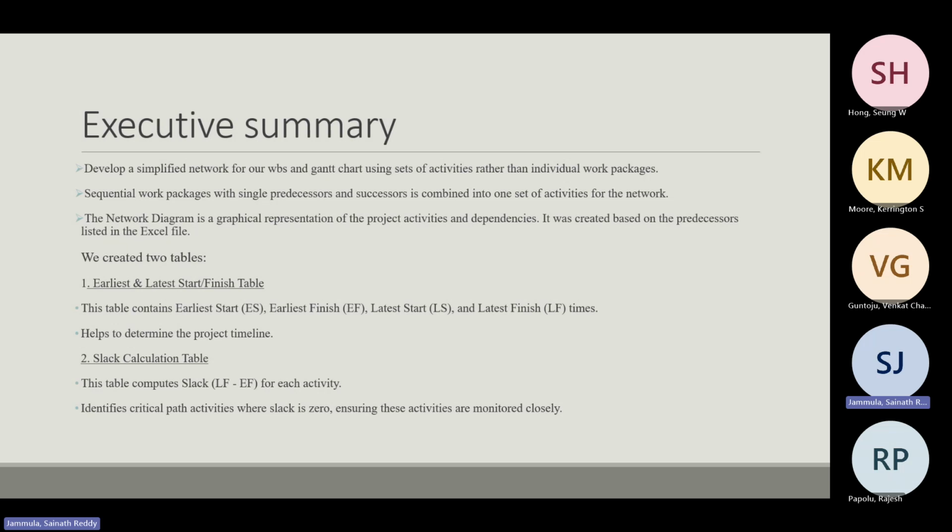And a network diagram is a graphical representation of project activities and dependencies. And it was created based on the predecessors listed in the Excel file, which we'll be discussing in the further slides. And for this assignment, we have created two tables. One is the earliest and latest start finish table, and the other one is the slack table, which will be discussed further.